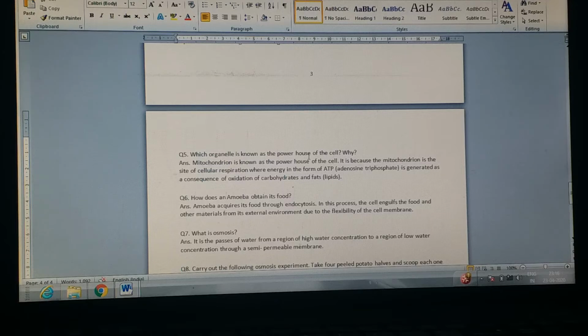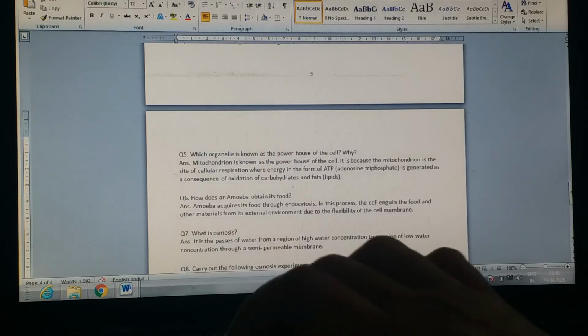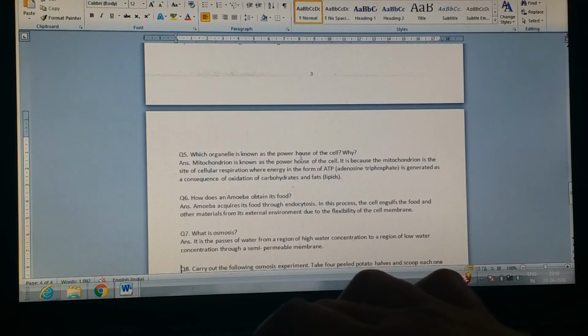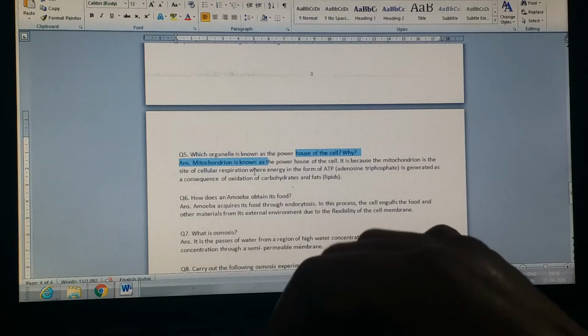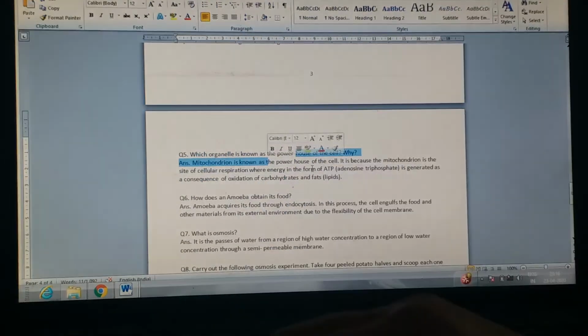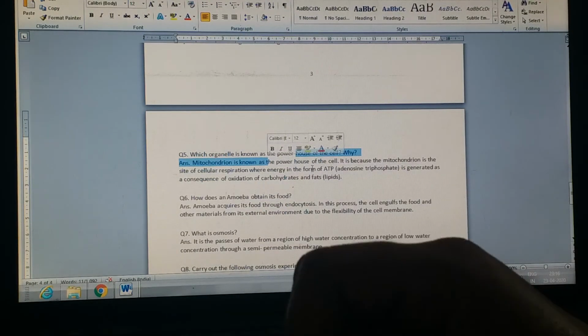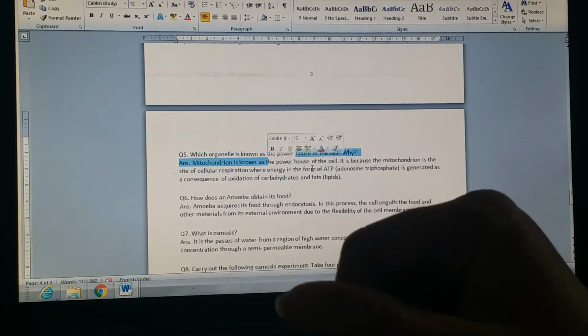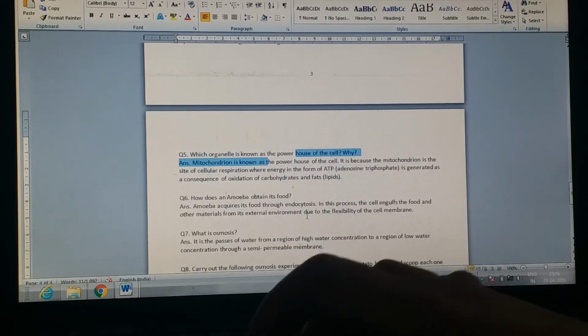Next one, beta. Which organelle is known as the powerhouse of the cell and why? The mitochondria. We have discussed in our previous classes, mitochondria are known as the powerhouse of the cell because mitochondria is the site of cellular respiration where energy is released in the form of ATP. Energy currency is what? Energy currency is ATP, adenosine triphosphate. Energy is released in the form of ATP by the oxidation of carbohydrates and fats. Clear? That is why mitochondria is known as the powerhouse of the cell.